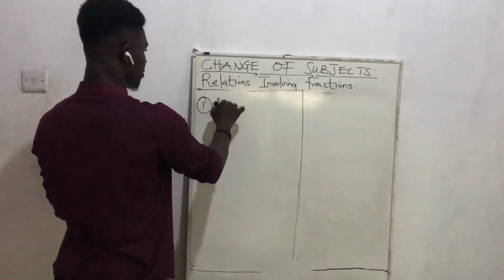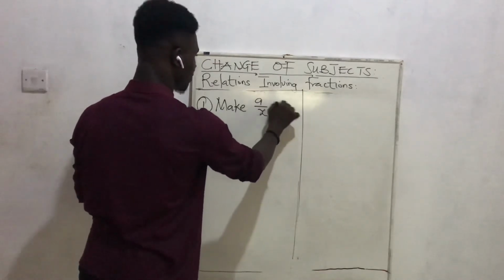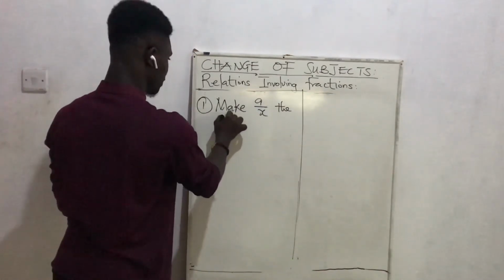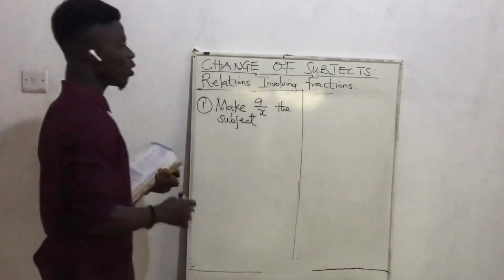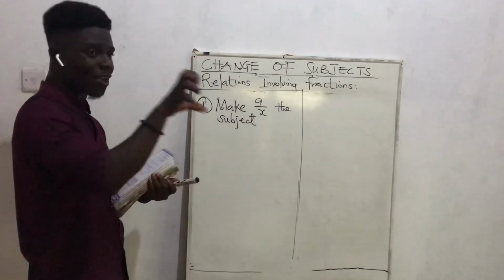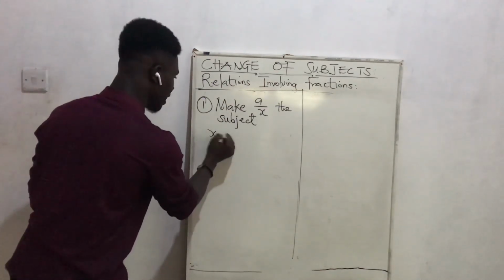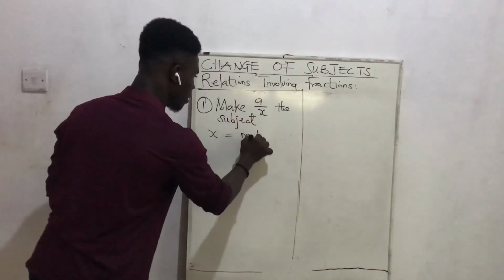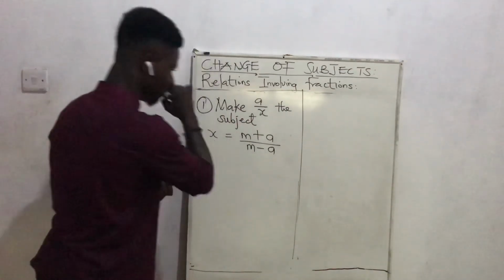Question 1. Make A on X the subject for this one. Now we are making what? A on X the subject. That means we want a fraction as the subject. So try. So I have X being equal to M plus E all over M minus E.